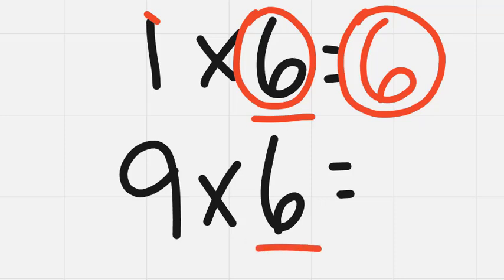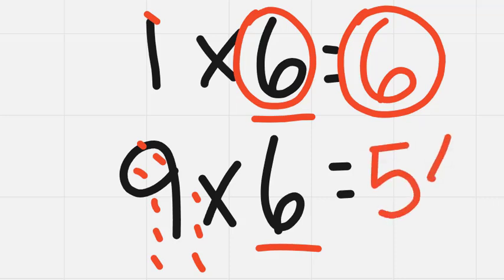I'm going to chant. When we chant, remember, we touch every time we say a number. 6, 12, 18, 24, 30, 36, 42, 48, 54. 9 times 6 equals 54. Well done. Be sure to check your work.